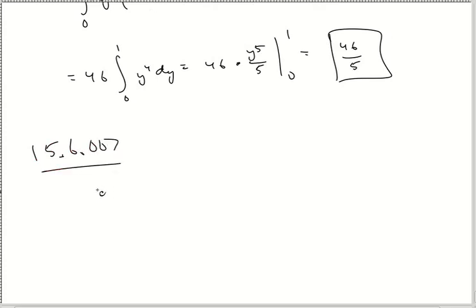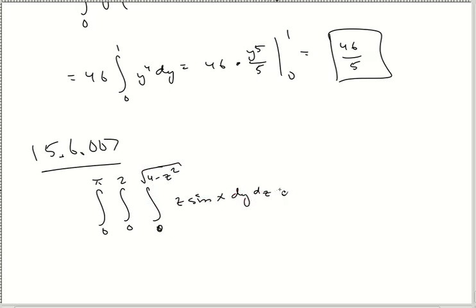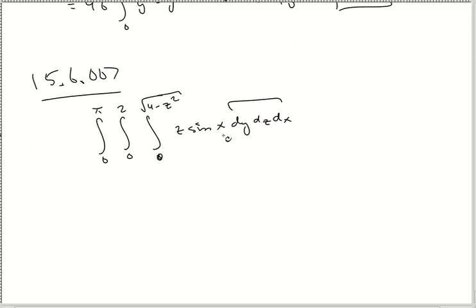15.6007. So I got integral 0 to pi, integral 0 to 2, integral 0 to the square root of 4 minus z squared of z sine of x dy dz dx. Make sure you're watching out for this, for the order that you're going to be doing this. So notice that you're going to take an integral in terms of y. There's not a y there, so you toss the y down, and then you go and plug it in.